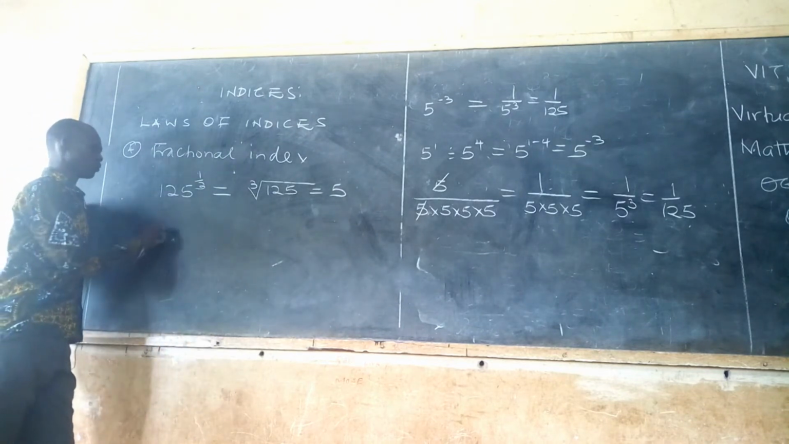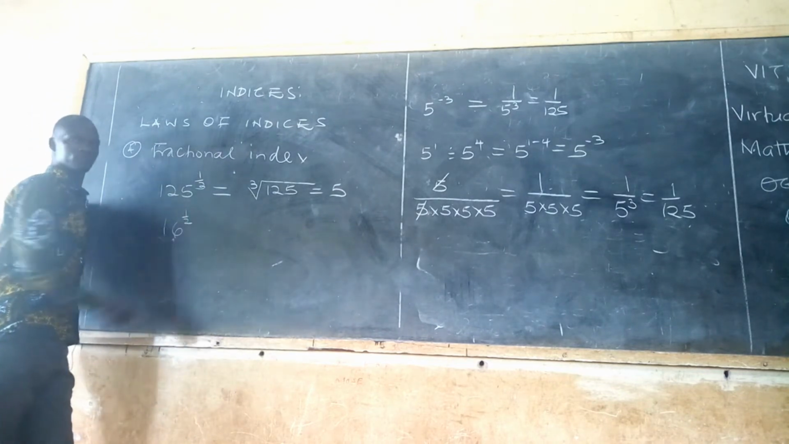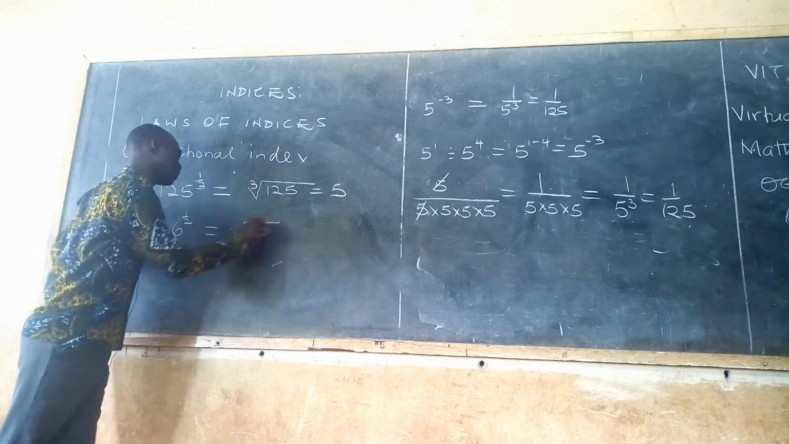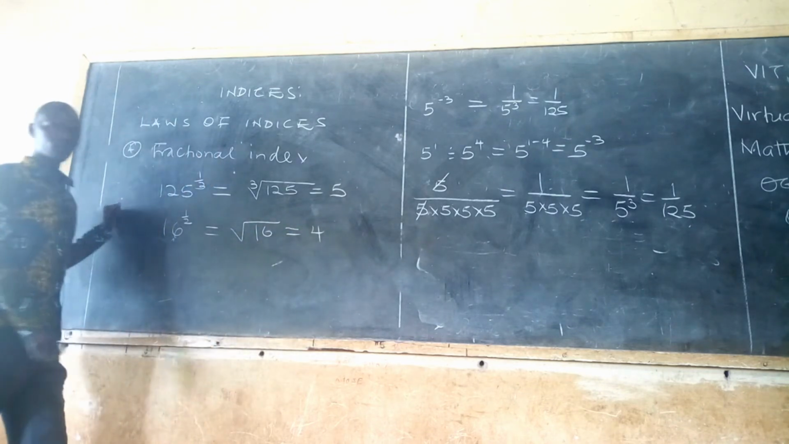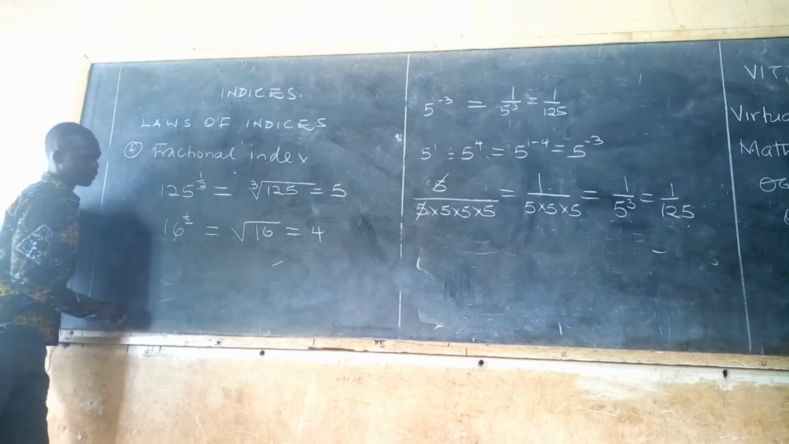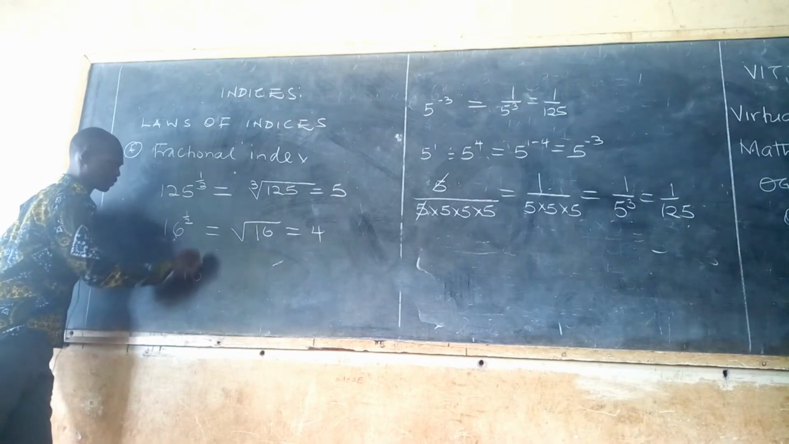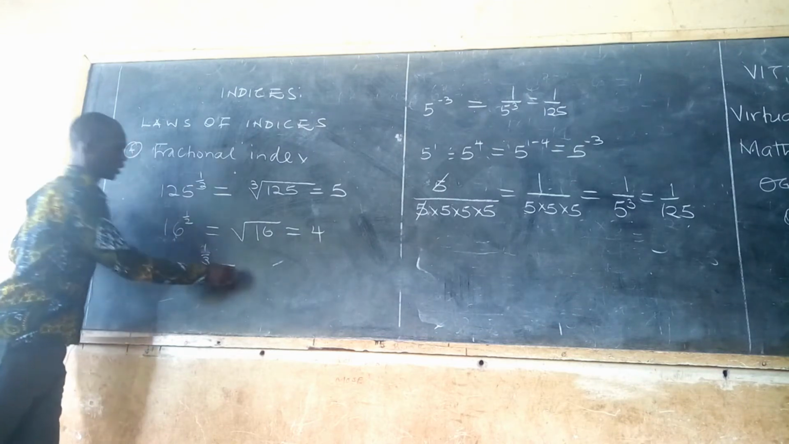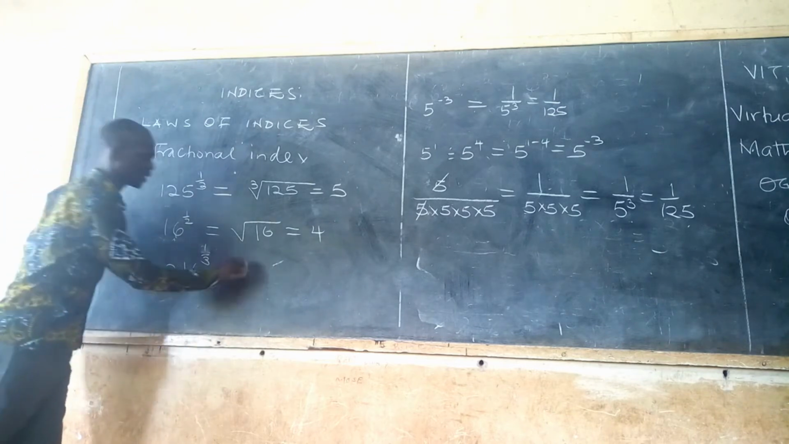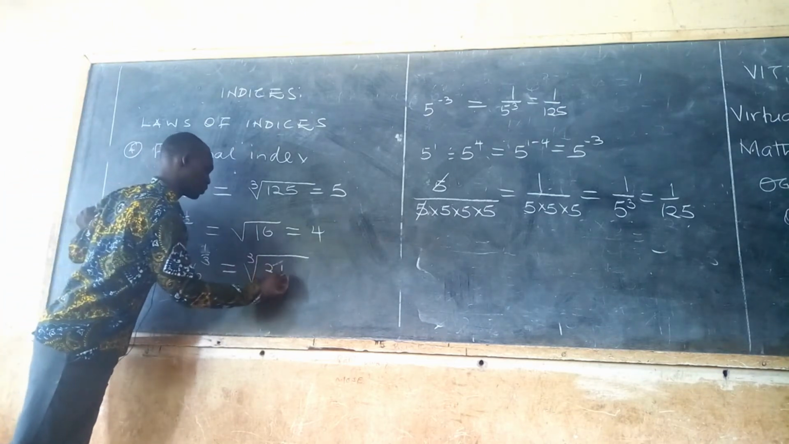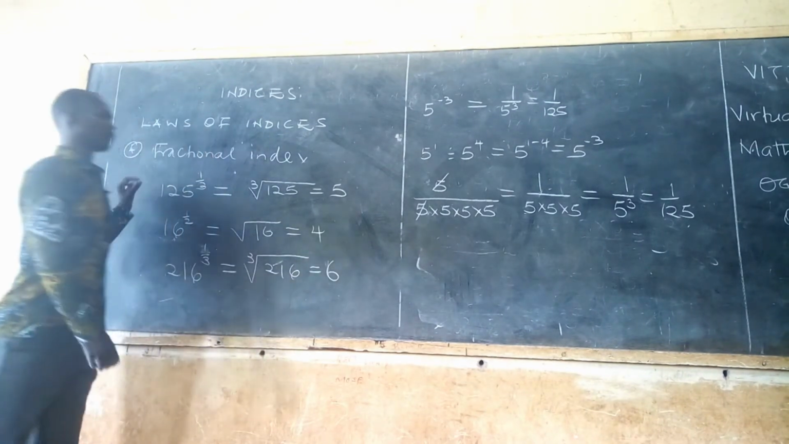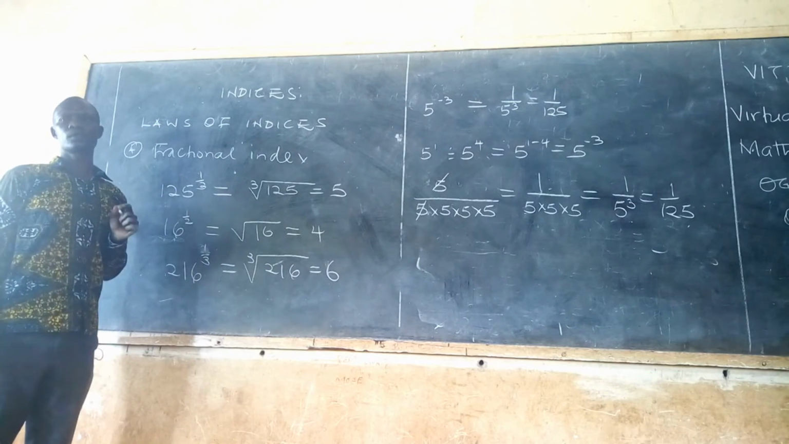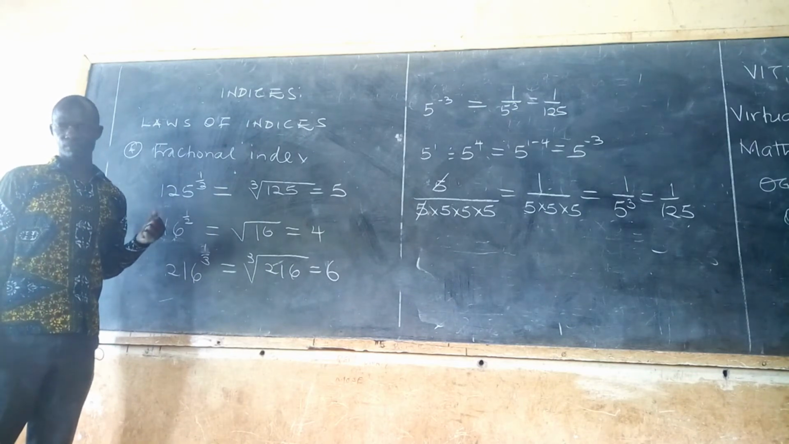If I told you 16 to the power a half, I'm talking about the square root of 16. As you know, this one will be 4. What about 216 to the power a third, 1 over 3? That one will give me which number? It tells me, get me the cube root of 216, you'll be able to get it to be 6. So the fractional index simply means the root of the same.